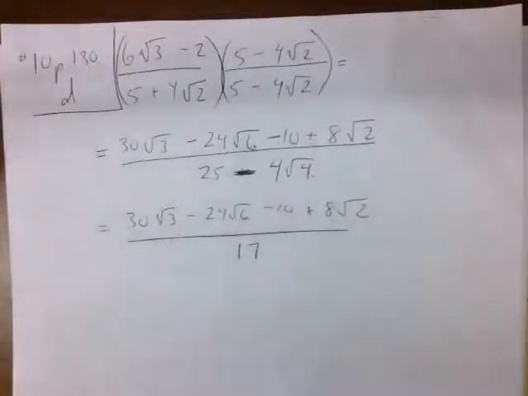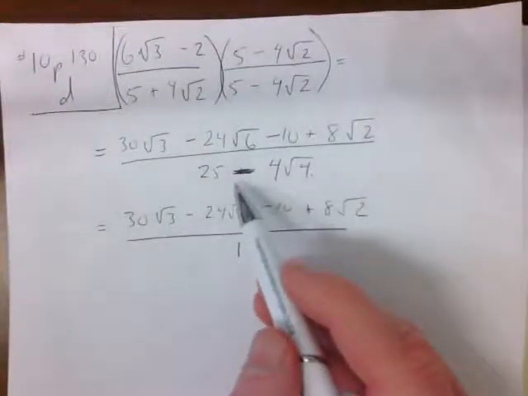I'm just going to check and make sure that I did it right. I didn't make any mistakes. 10D, 17. 30, 24, 10, 8. Okay, the top is right. What did I do wrong with the bottom? 25.